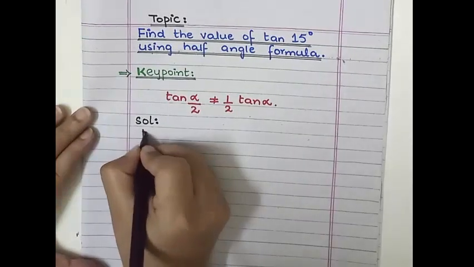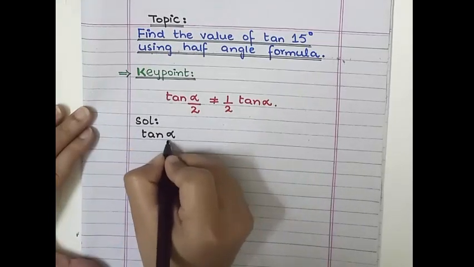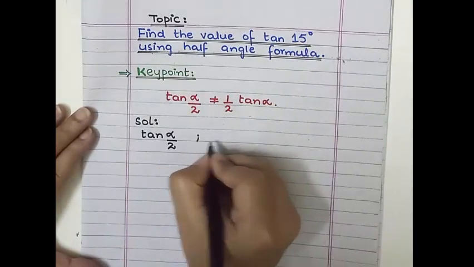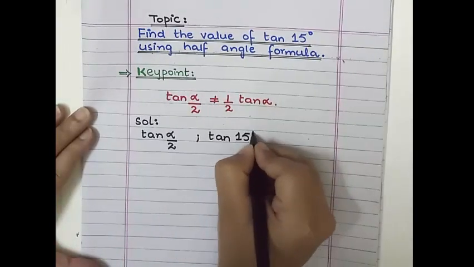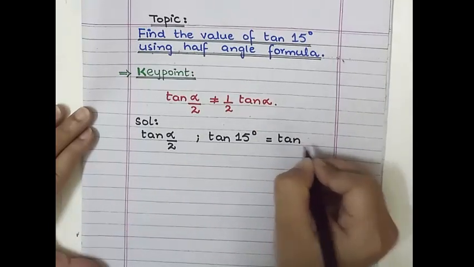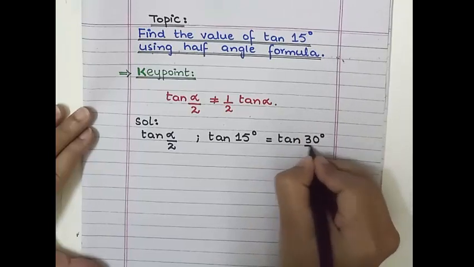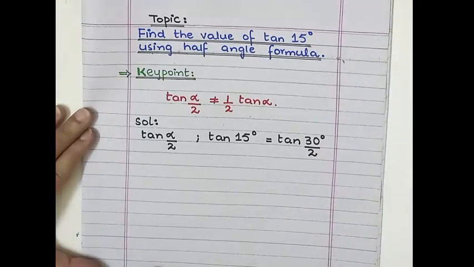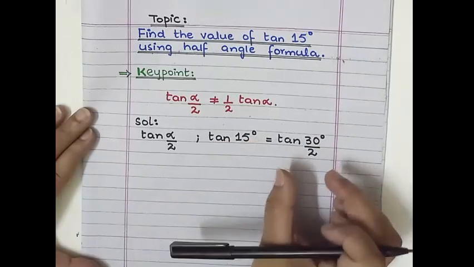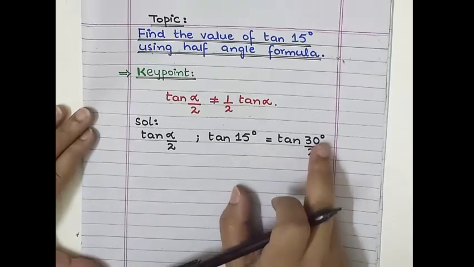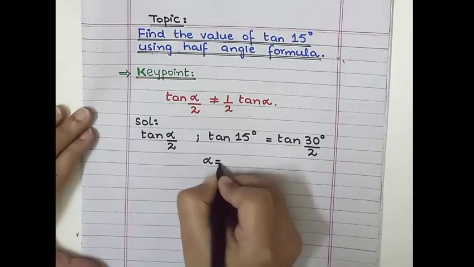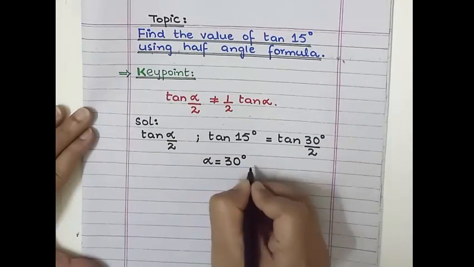Solution. We have tan alpha over 2, right? Here we have tan 15. So writing this angle 15 in the form of a half angle, we can write tan 15 equals tan 30 degrees over 2. 30 degrees over 2 is equal to 15. So from here we infer that this 30 degrees is the value of alpha in this case. Alpha is equal to 30 degrees.